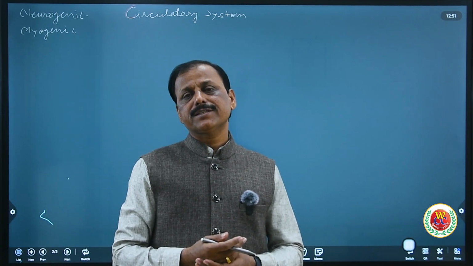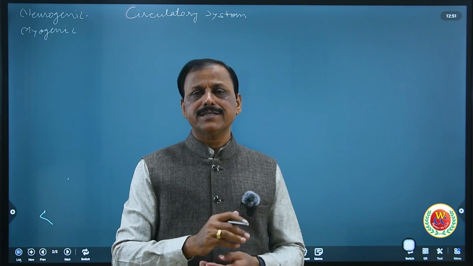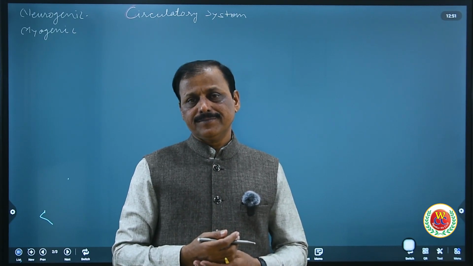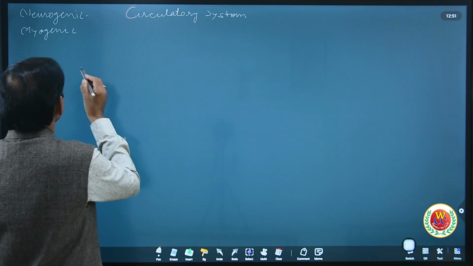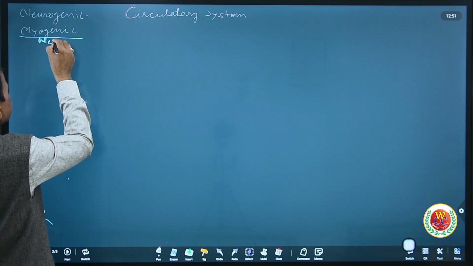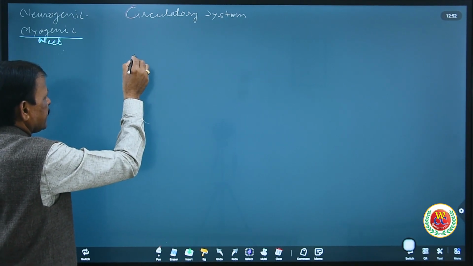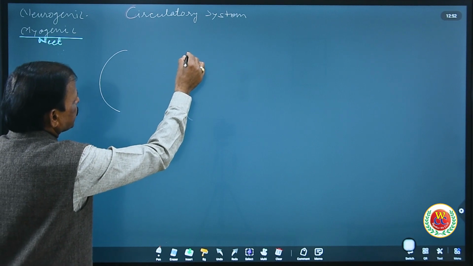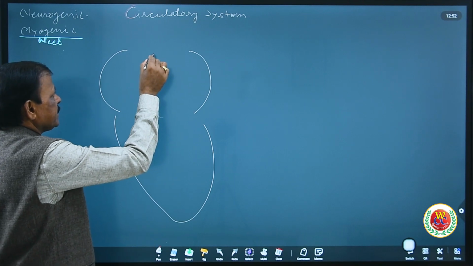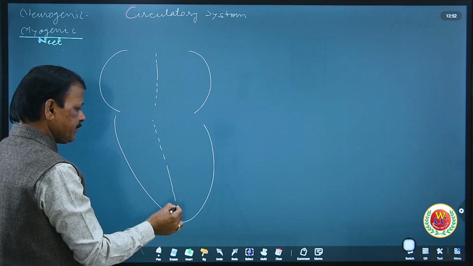Sinoauricular node and AV node are called cardiac nodal tissue. So the heartbeat, or wave of contraction and relaxation, originates in the heart itself. That is called auto-excitation. And hence the human heart is a myogenic heart. This is a point to note for NEET, that the human heart is myogenic. We have 4 chambers, 2 auricles and 2 ventricles. Here the auricles are separated by the interauricular septum and the ventricles are separated by the interventricular septum.